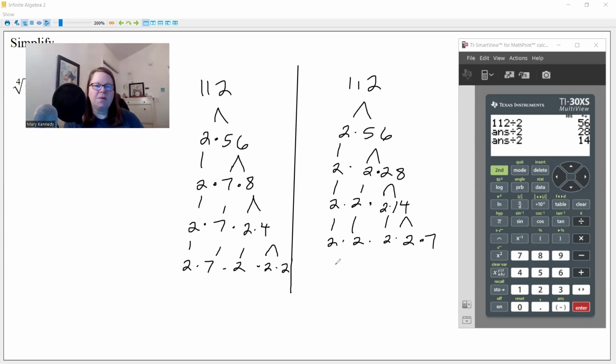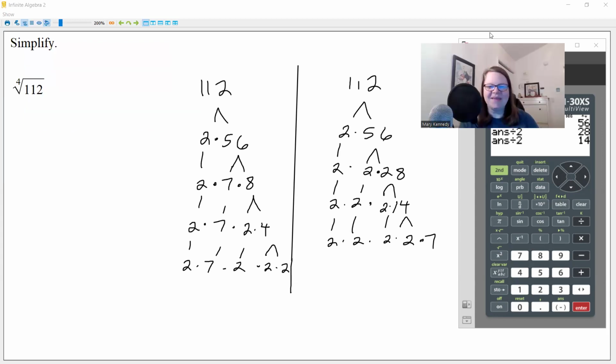So look at what we have at the end. I have 1, 2, 3, 4 2s over here, and I have 4 2s over here. And I have a 7 and a 7. So that helps me to see that I'm going to end up at the same place either way. The order of them doesn't matter because you're just multiplying. So let's go back and see how we're going to write our answer.